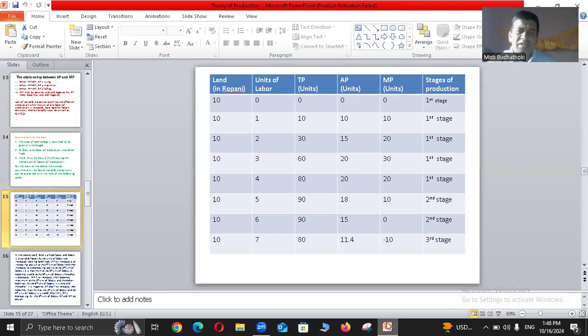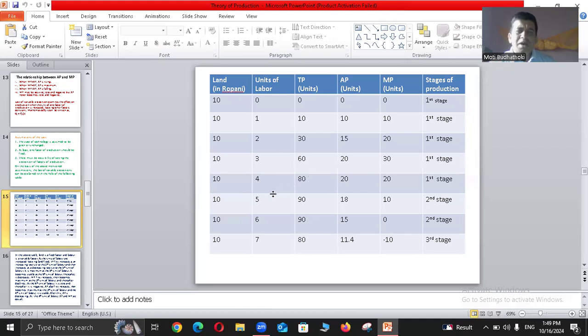In the first column, here is land in Ropani, which is the fixed factor of production. Here it is 10 Ropani. 10 Ropani of land is our capital, and it is the fixed factor. In the second column, here are units of labor, and units of labor is the variable factor. We start these variable factors from 0 to 7. And the total product is also mentioned here in units. In the beginning, if we use 1 unit of labor, we get 10 units of total product. If we use 2 units of labor, we get 30 units of total product. If we use 3 units of labor, we get 60 units of total product. In the same way, if we use 4 units of labor, at that time we get 80 units of total product.